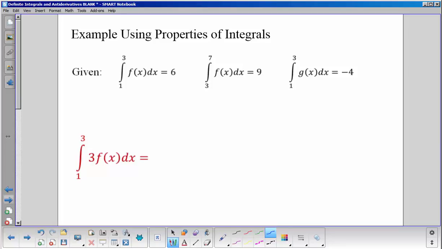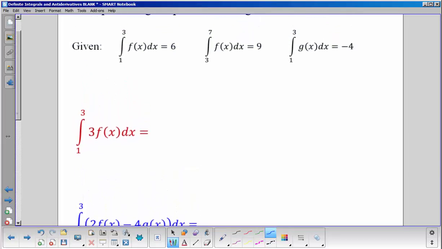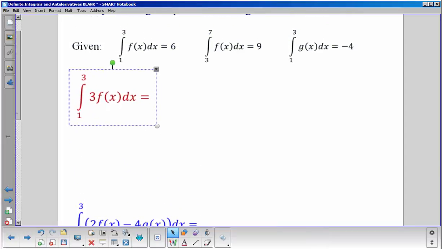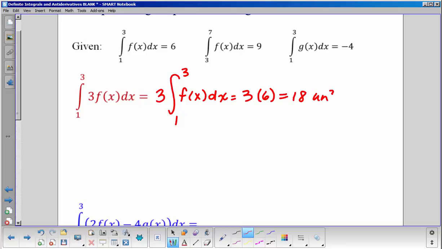Okay, so let's see if we can use some of the properties here. That's right, Mitchell. We're going to pull out the 3. So we can say that this is equal to 3 times the integral from 1 to 3. Which property is that? The constant multiple property. And do we know what this is? They told us. So that would be 3 times 6, which is 18. Right? This is an area, so it's really units squared.